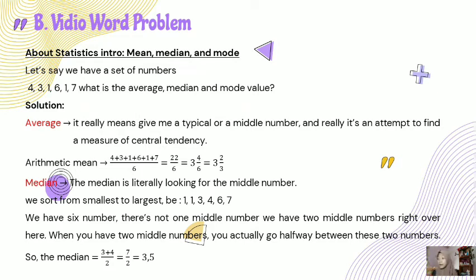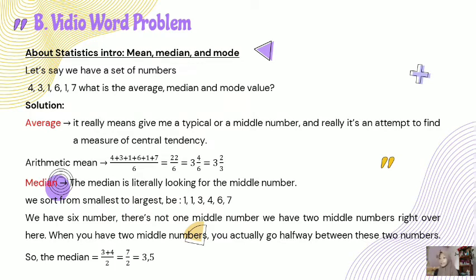Arithmetic mean equals 4 plus 3 plus 1 plus 6 plus 1 plus 7 per 6 equals 22 per 6 equals 3 4 per 6, or 3 2 per 3.